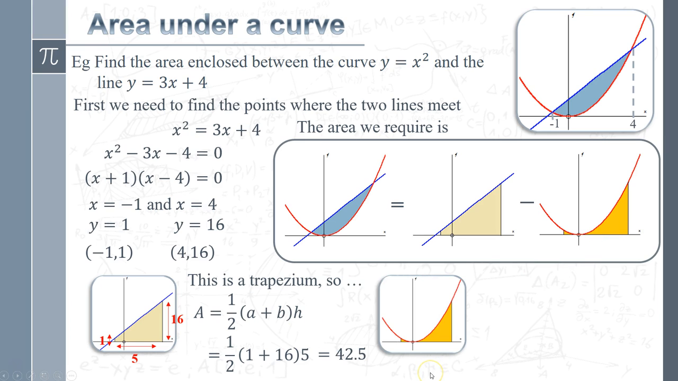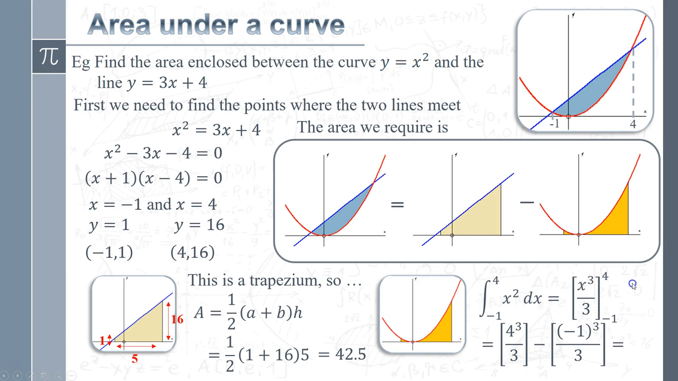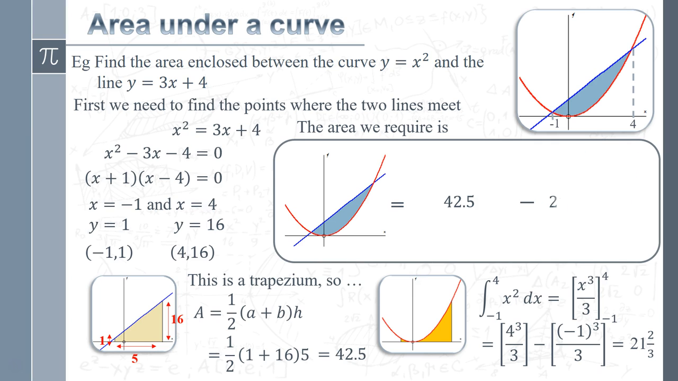Let's now do the yellow bit. We've just got to integrate underneath the curve y equals x squared between the limits of 4 and minus 1. That's a fairly straightforward process, and we've got a value of 21 and 2/3. So all that remains to be done now is, the beige bit is 42.5, the bright yellow bit is 21 and 2/3, and then the final step is just to do the subtraction. That leaves us with our blue area, which is 20 and 5/6 units squared.